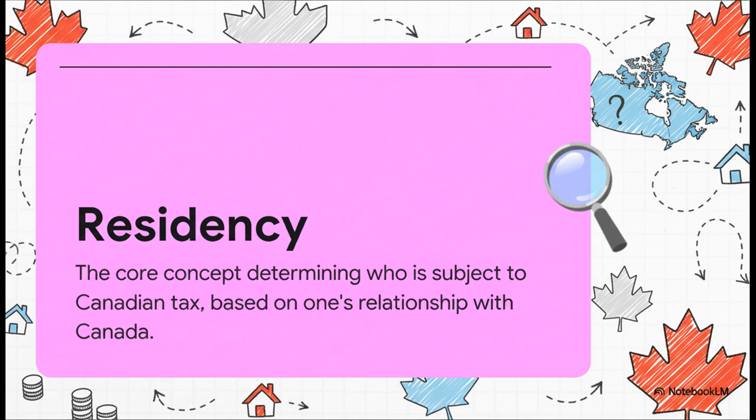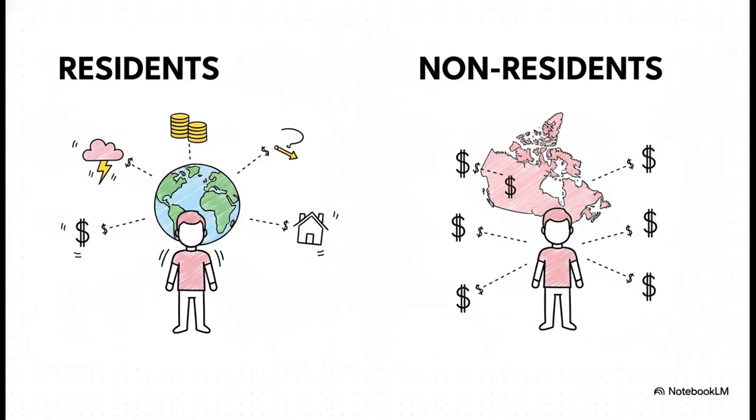It's all about your relationship with Canada. And this is why that distinction matters so much. If you're a resident of Canada, you are taxed on your worldwide income. Let that sink in. Worldwide. That means income from a job in Canada, rent from a property in France, interest from a bank account in Japan. It all gets reported here. But if you're non-resident, the rules are totally different. You're only taxed on income you earn from Canadian sources. So as you can see, the scope is just worlds apart.